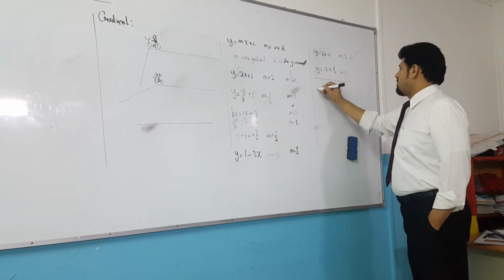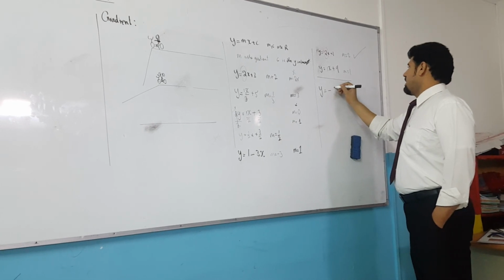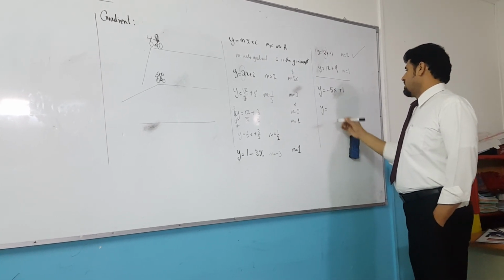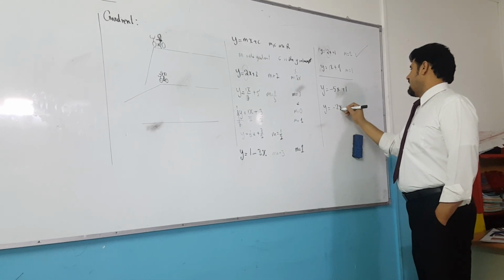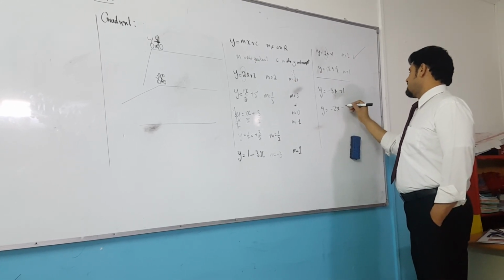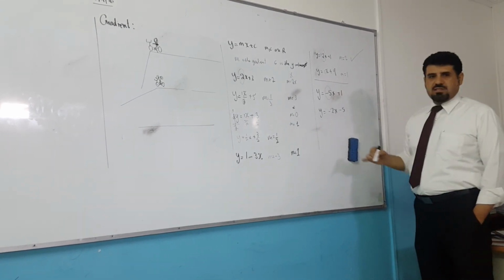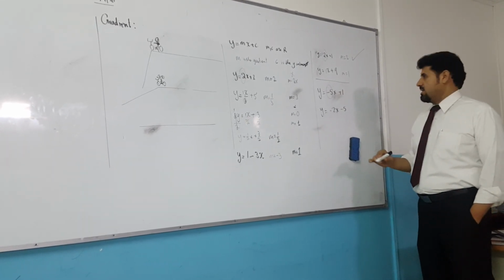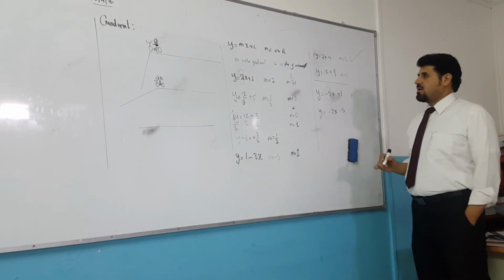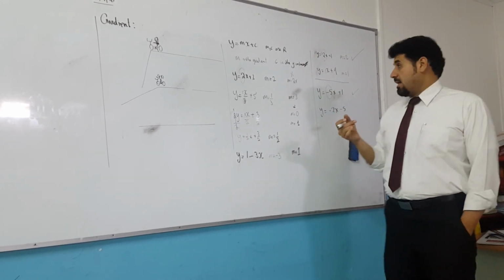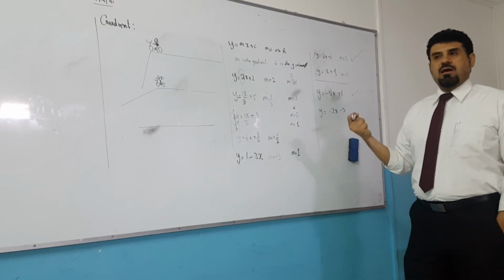So what about this? y equals minus 5x plus 1 and y equals minus 2x minus 5. Again, the more negative, also the steeper the line is. So this is steeper. So the more negative or the more positive the gradient is, the steeper the line is.